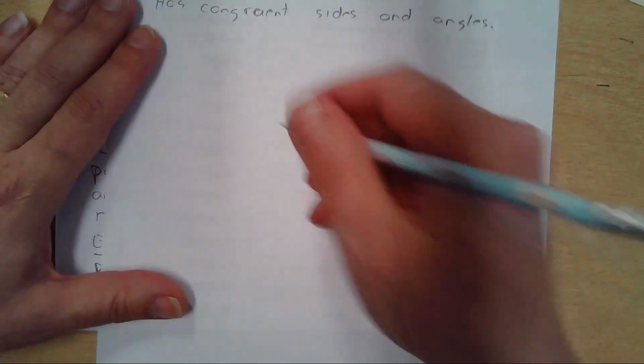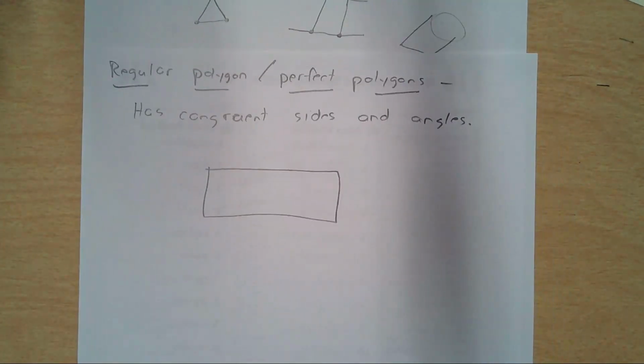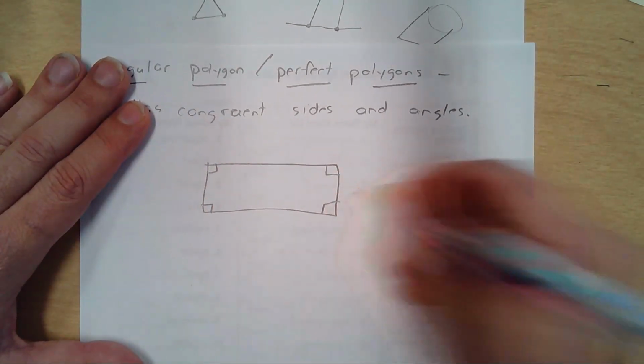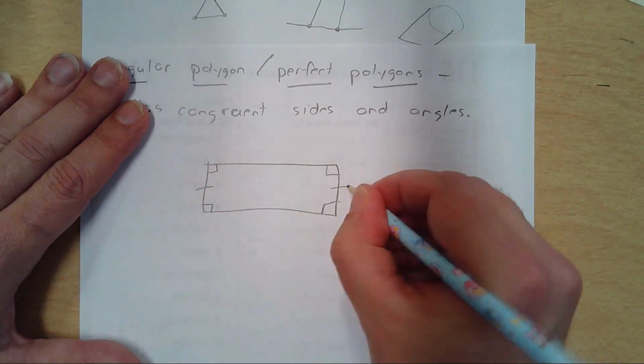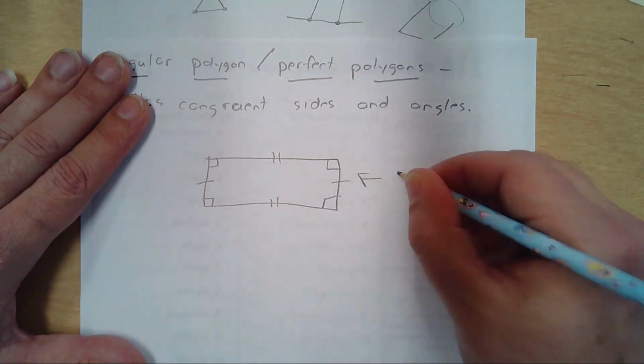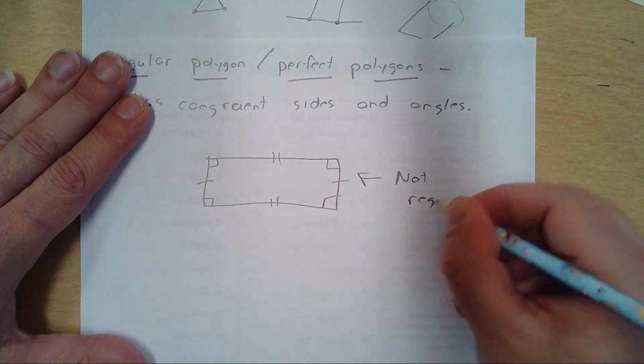And not all polygons are regular. I mean, if I draw this right here, is it a polygon? Well, yeah, it's a polygon. Is it a regular polygon? No, why not? Right, the sides aren't congruent. The angles are all 90 degrees, so we can check that box off. But these sides are congruent, but these sides are not congruent, so not regular.